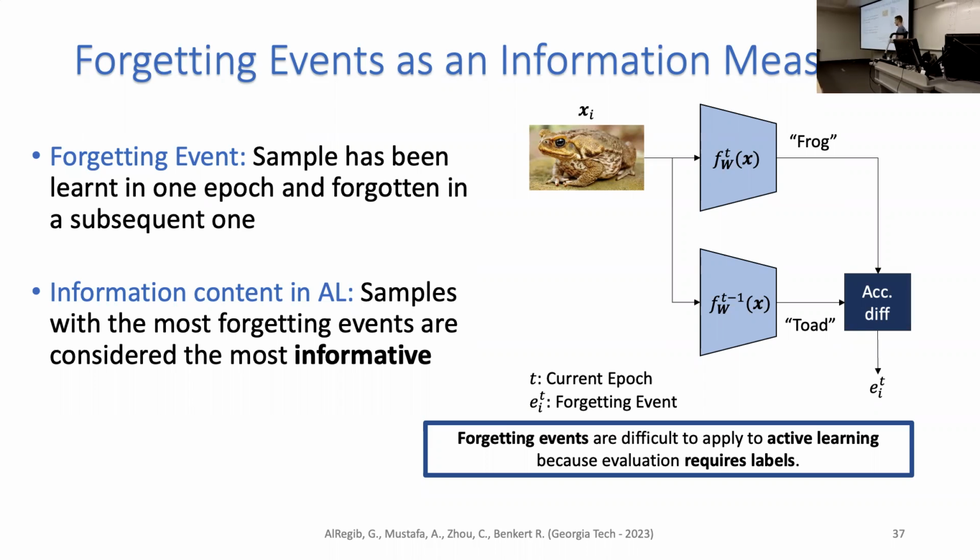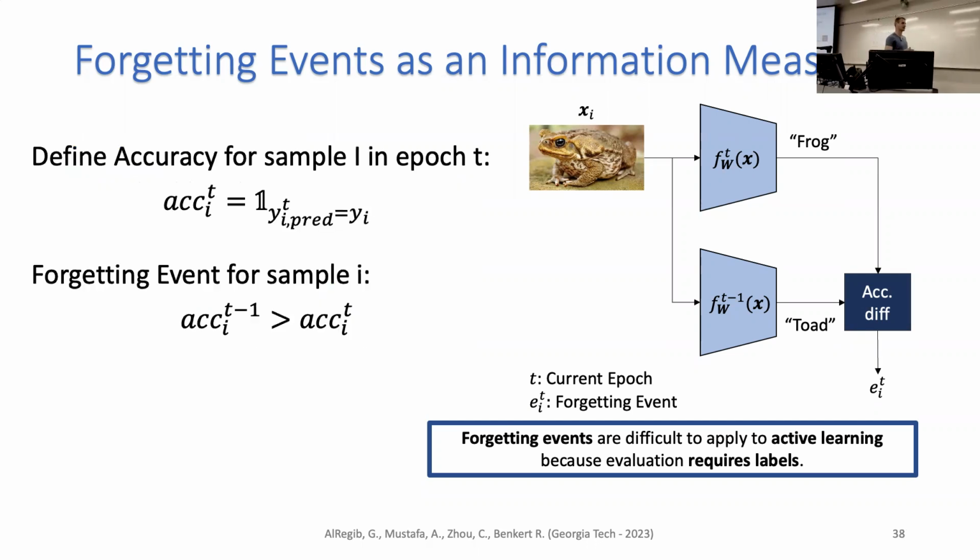Cool. So as you already mentioned, there's a really big problem with forgetting events, and that's because you need labels to quantify a forgetting event. You need to know that this sample is a toad to know that it's incorrect now and that it was previously correct, right? So the problem is I can't really evaluate that on the unlabeled pool. If I want to count forgetting events as a measure of how informative a sample is, I cannot do that on the unlabeled pool because I don't have any labels. And that's exactly where these switch events come in.